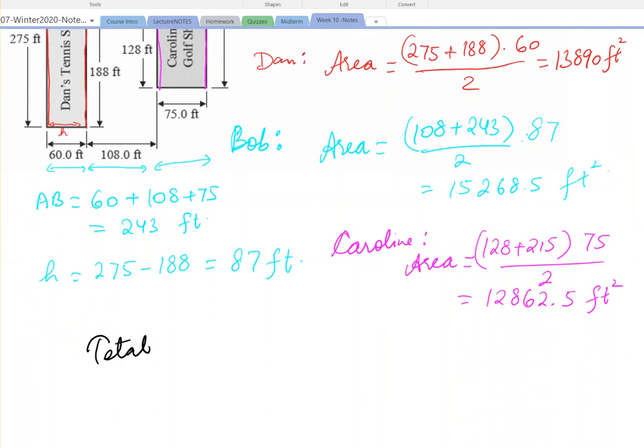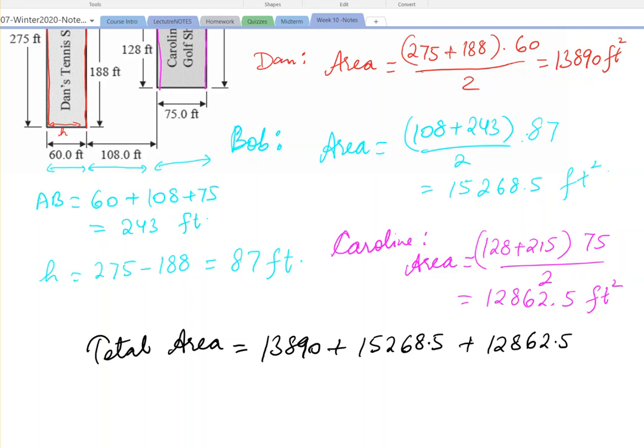Since the question is asking us to find the total area, we're going to sum all three areas that we just found. So the total area would be 13,890 plus 15,268.5 plus 12,862.5. So the total would be 42,021 square feet.